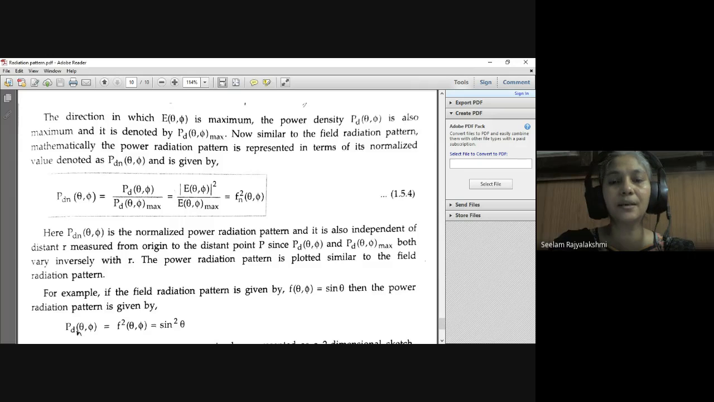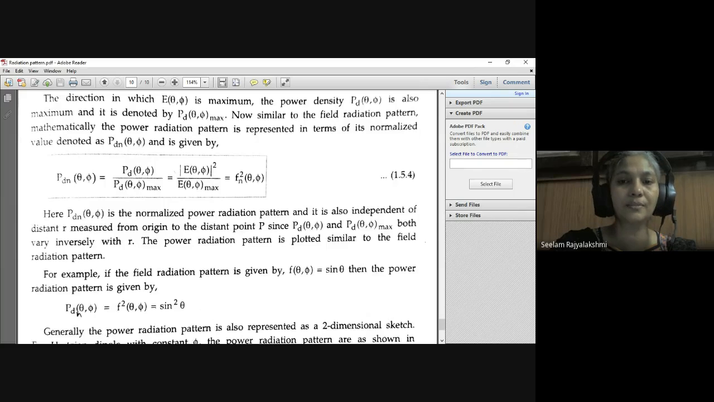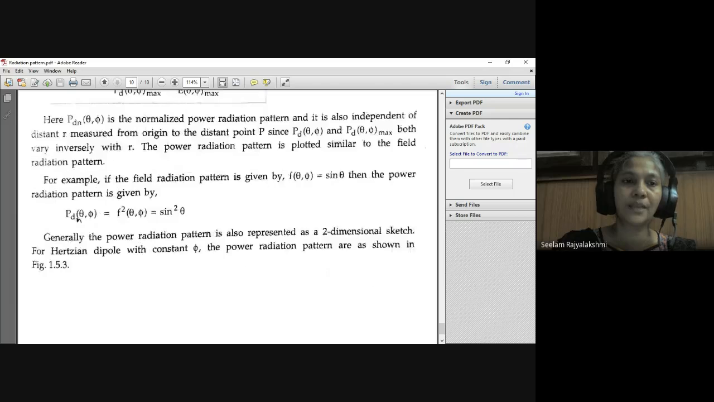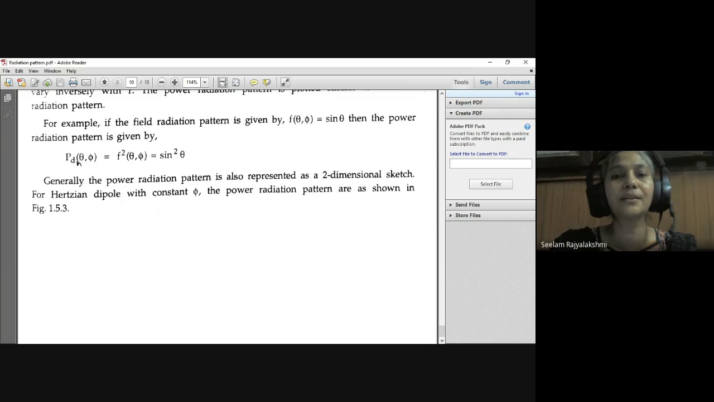Since power density theta comma phi and power density theta comma phi maximum both vary inversely with r squared, the power radiation pattern is plotted similar to the field radiation pattern. For example, if the field radiation pattern is given by f theta comma phi equals sin theta, then the power radiation pattern is given by PDN theta comma phi equals f square theta comma phi equals sin square theta. Generally, the power radiation pattern is also represented as a two-dimensional sketch.